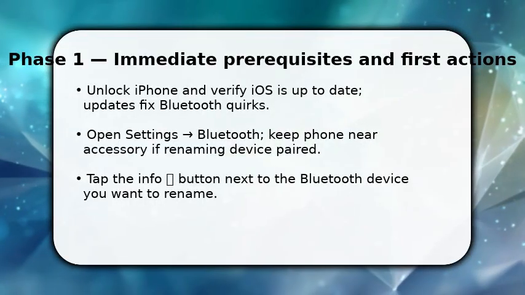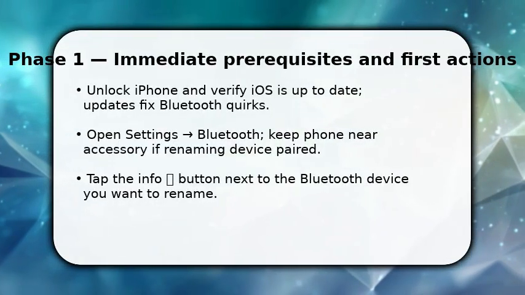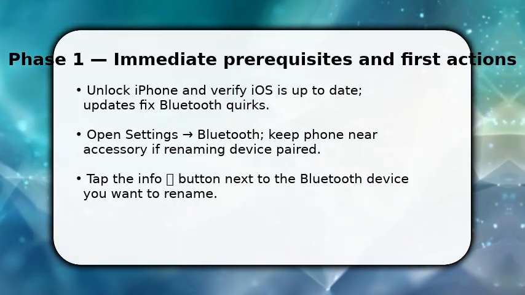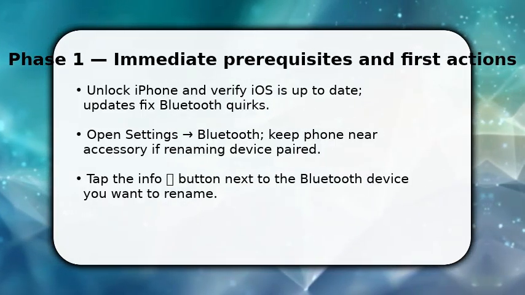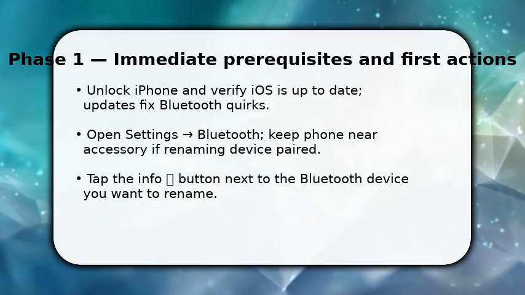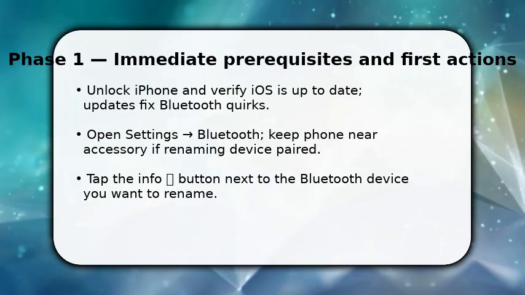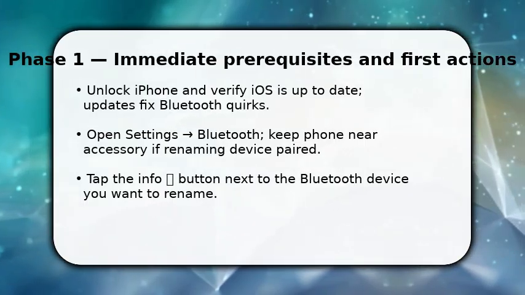You begin by unlocking your iPhone and confirming iOS is current, because system updates often resolve Bluetooth issues. Once done, open Settings and tap Bluetooth so you can see paired devices. Make sure the accessory is nearby and powered on, since a visible connection makes renaming reliable.